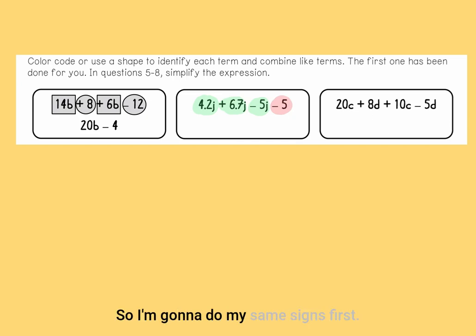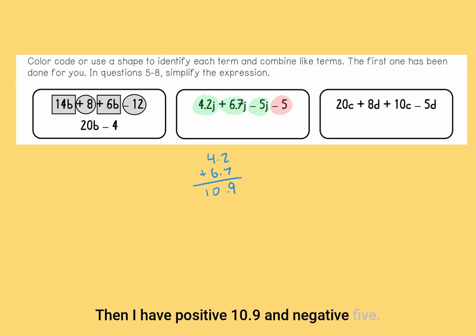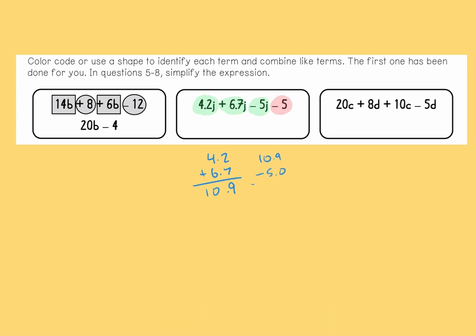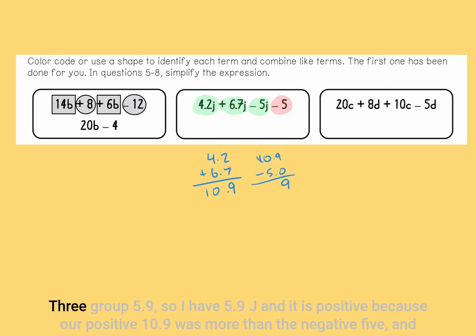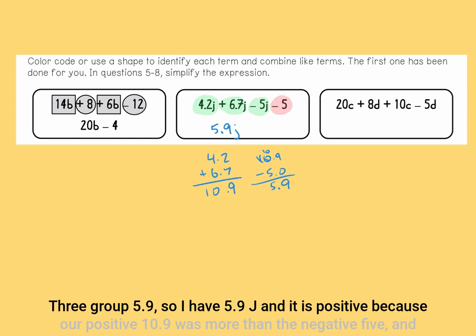So I'm going to do my same signs first. So I'm going to do 4.2 plus 6.7. That gives me 10.9. Then I have positive 10.9 and negative 5, so those are going to subtract. So I've got 9, regroup, 5.9. So I have 5.9J, and it is positive because our positive 10.9 was more than the negative 5.